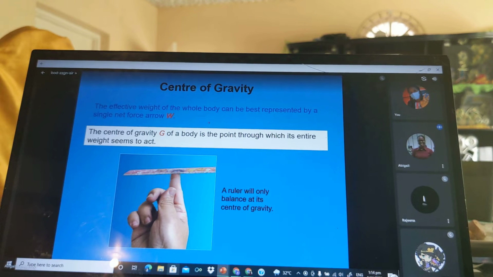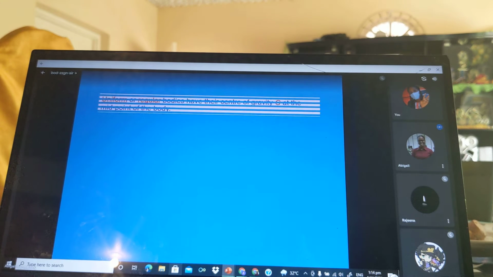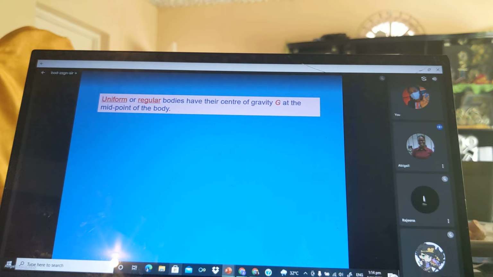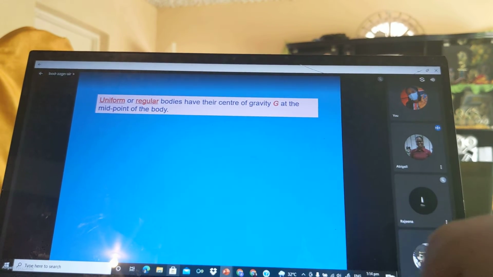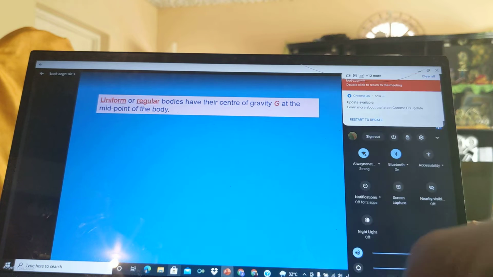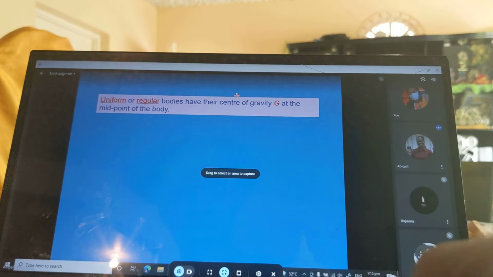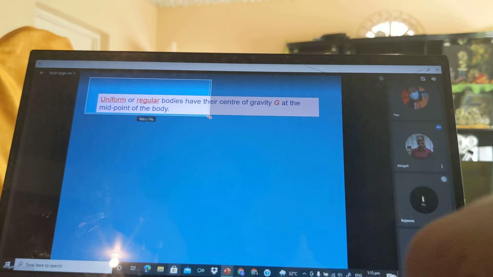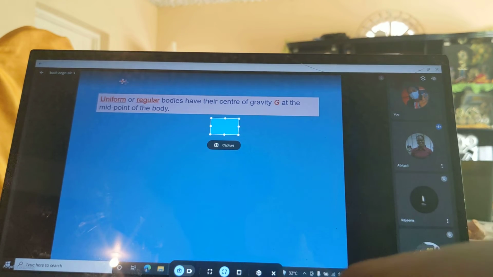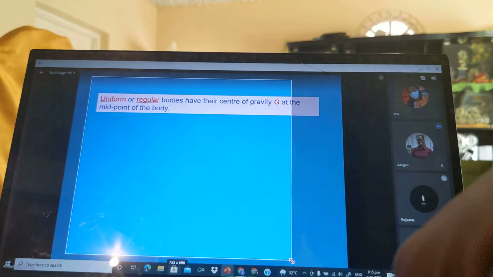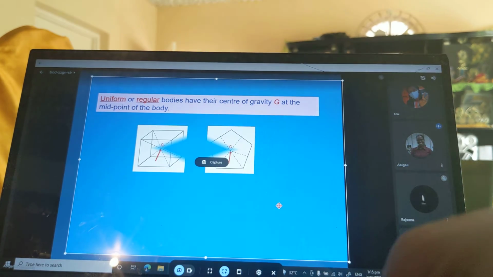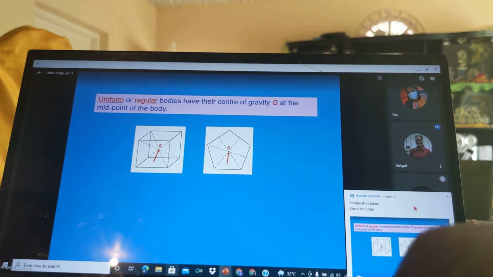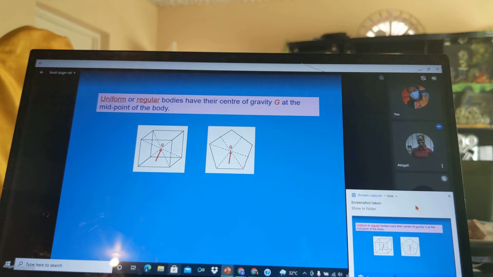Now we can find the center of gravity of an object depending on what type of object it is: if we have a regular or uniform body, or if it is an irregular body. For the uniform or regular bodies, they have their center of gravity at the midpoint of the bodies or at their geometrical centers. Right at the geometrical center or midpoint, we will find the center of gravity of these bodies. For example, if we have this cube here, the geometrical center would be the center of gravity.